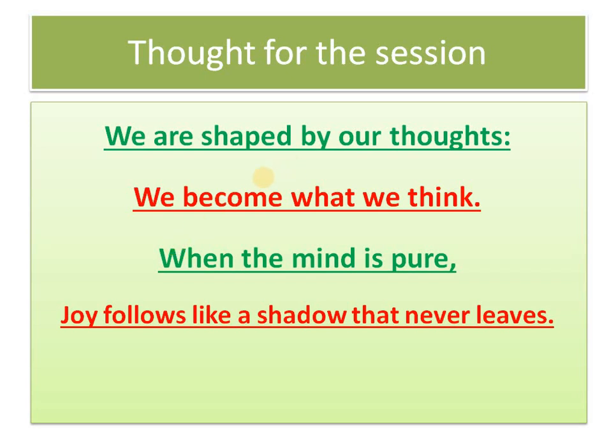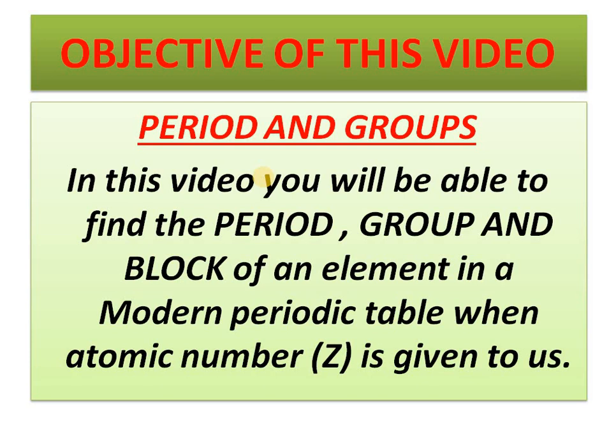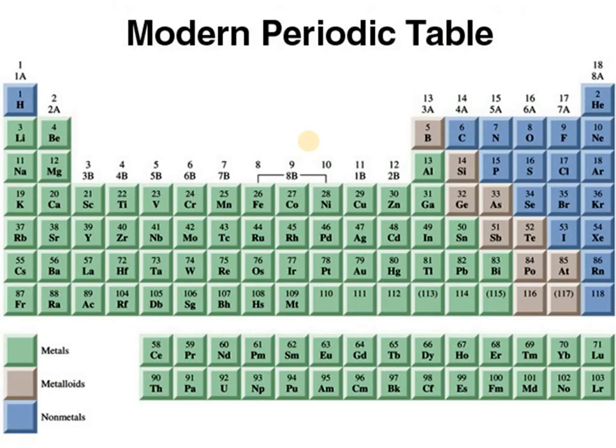Okay. So the objective of this video is periods and groups. We can find out the period and group. We can find out the block of an element where the atomic number is given to us. Let us start. So see, this is the periodic table.